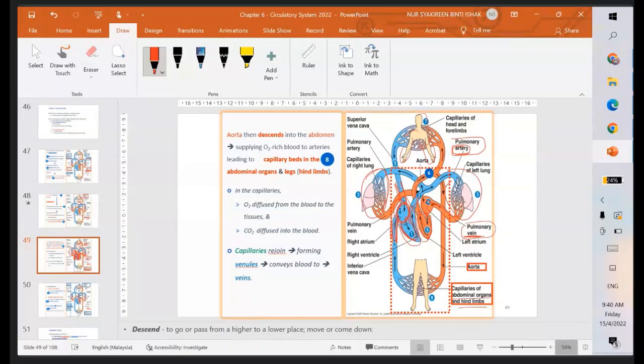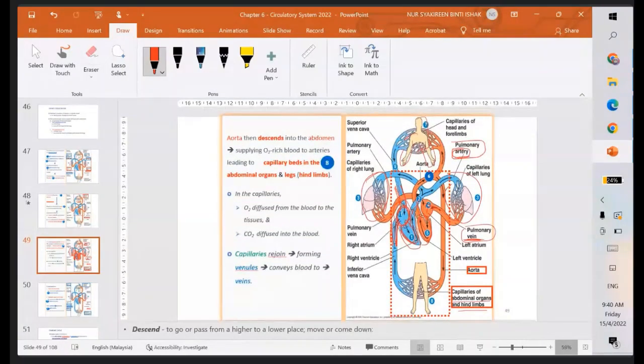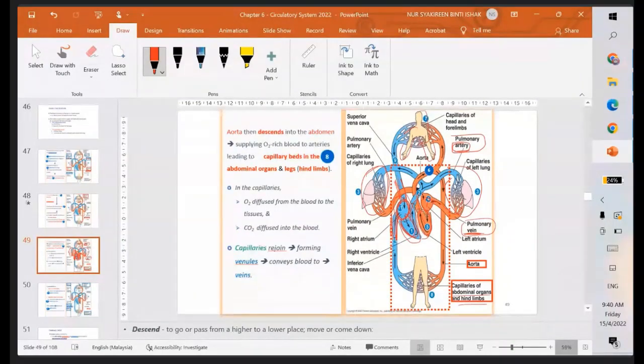Okay. So faham ya? So this one you have to know the flow of blood throughout the heart and also throughout the blood circulation. Okay. So in the pulmonary circuit and also in the systemic circuit. All the blood vessels ni awak kena ingat. Aorta, pulmonary vein, pulmonary artery, inferior vena cava, superior vena cava, you have to know dari mana ke mana darah tu dia bergerak. Okay.